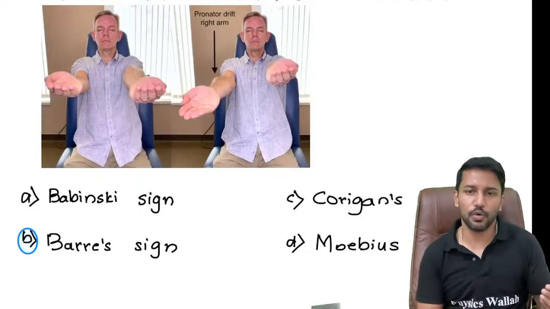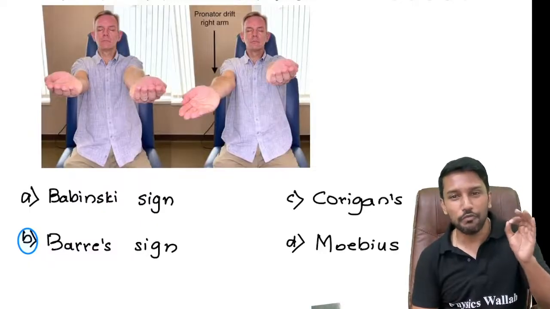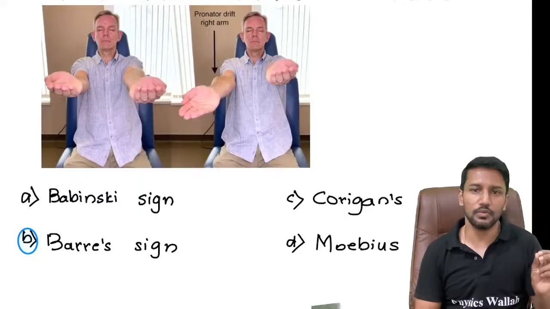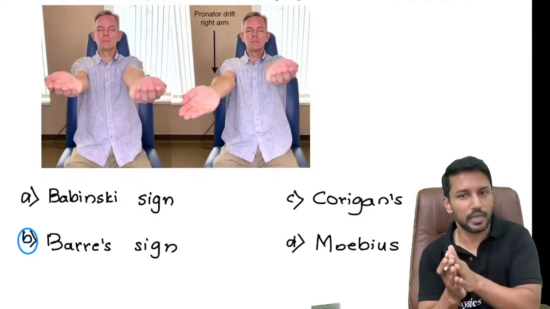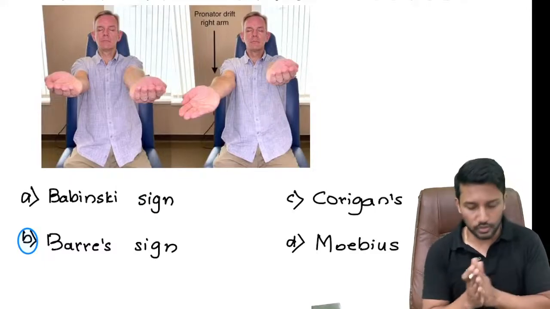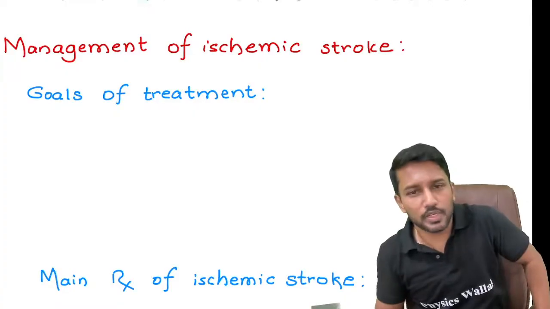So when we spoke about early recognition of stroke, we spoke about two things. One, the BE FAST algorithm for early recognition of stroke by the layman, and the second one was the pronator drift or Barre's sign for early recognition of stroke by medical professionals. Okay, so with that background, we will now start talking about the management of ischemic stroke.